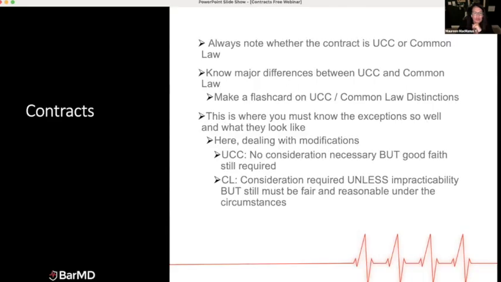And then the last one with the builder, again, always note whether it's UCC or common law. Again, note the major distinctions. And again, okay, modification. So you might have those distinctions and make some notes there. UCC, no consideration necessary, but good faith is still required, right? They didn't test us on that per se here, but it's just a good chance to review it. And common law, consideration is required unless there's impracticability. But, and I do this a lot where I emphasize the unless, but, etc., just to make it stand out because that's an exception. Unless impracticability, but it must still be fair and reasonable under those circumstances.